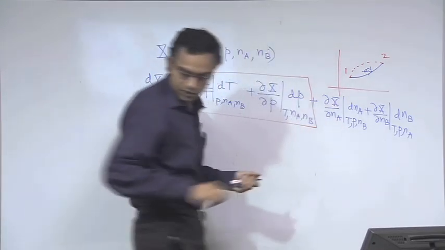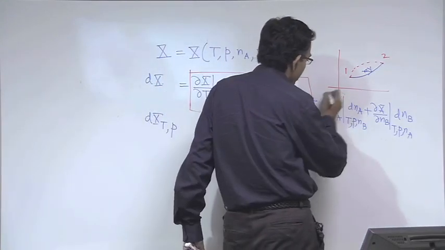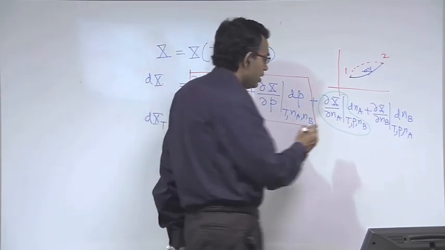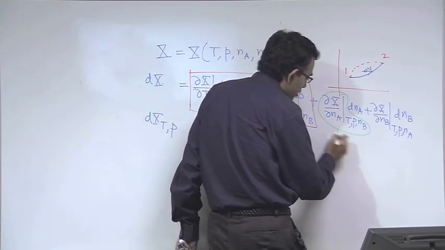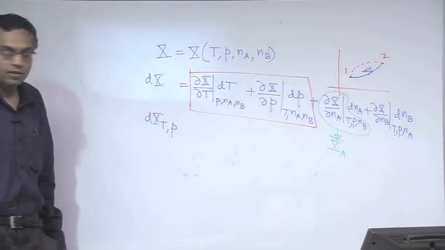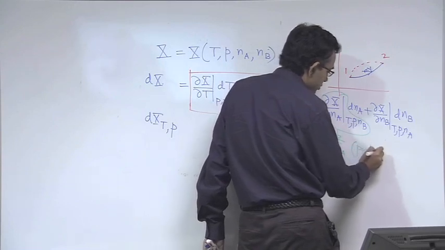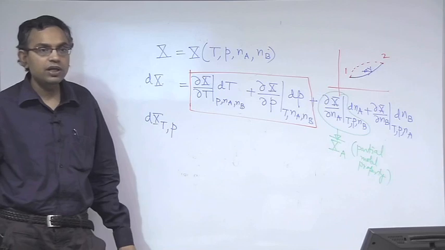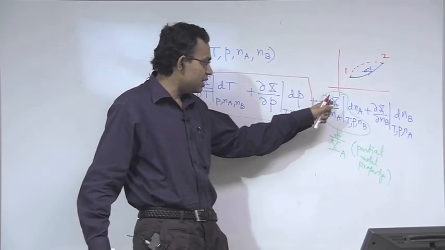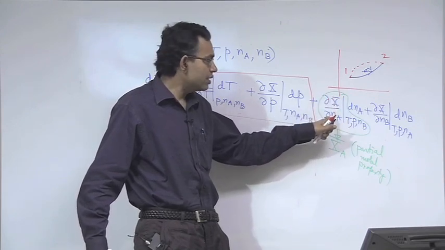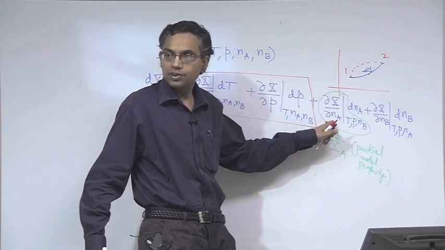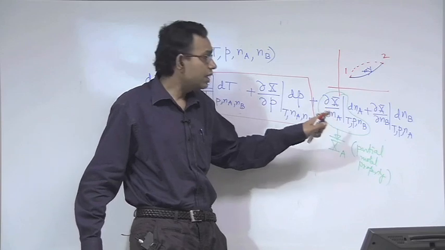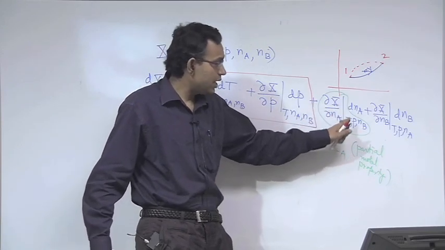So, this term, we will use a color to represent it. This term, del X del NA at T, P, NB, is called the partial molal property of A. Remember, partial molal property only refers to an extensive property, not an intensive property. It is the change in the extensive property X per unit change in the number of moles of component A, keeping temperature, pressure and number of moles of B fixed.